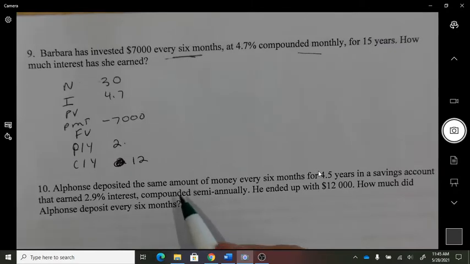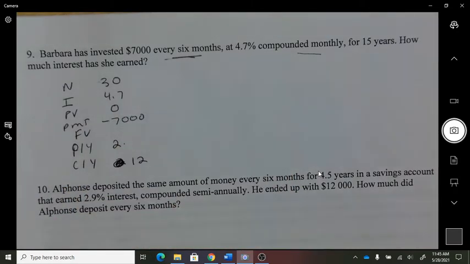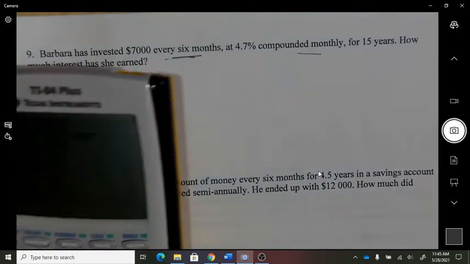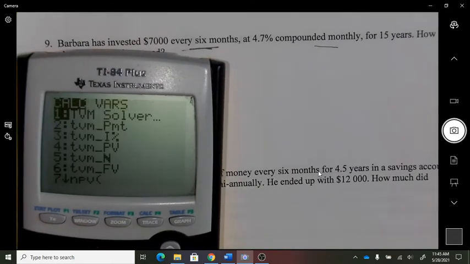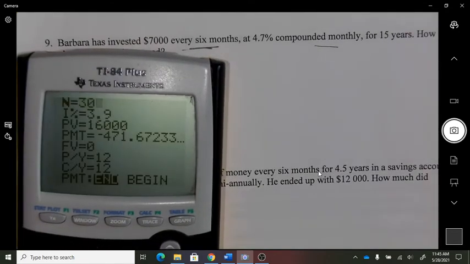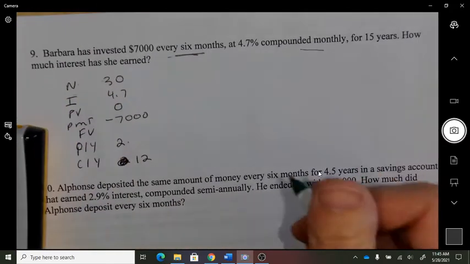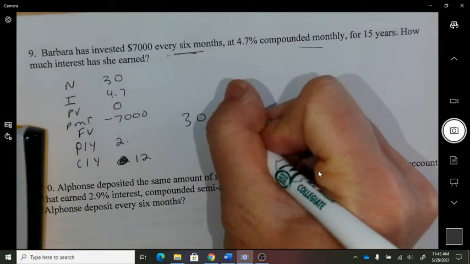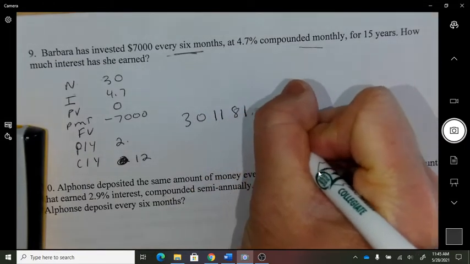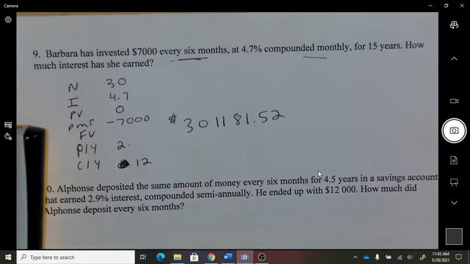So now the previous value, we start at 0. So we go to apps, finance, TVM solver, 30, 4.7, typing in all your info, 0, negative $7,000. And then this is 2, and don't forget that accidentally changes that. It just does alpha solve. So 30, 118. So that's what we end up with.